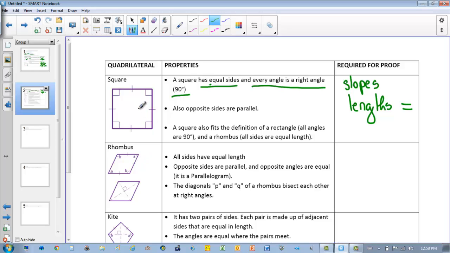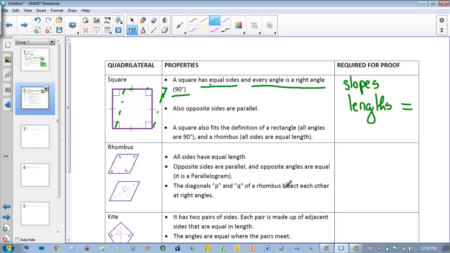A rhombus is another type of quadrilateral in which all sides have equal lengths. So, word of caution, that brings us very close to the square. However, the angles are not 90 degrees. We know that in a rhombus, all sides are of equal length. However, opposite sides are parallel and opposite angles are equal, like in a parallelogram.